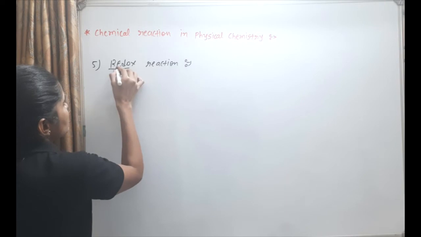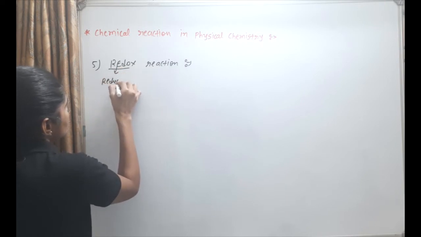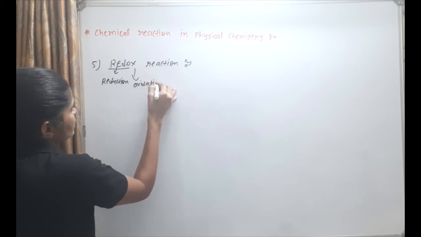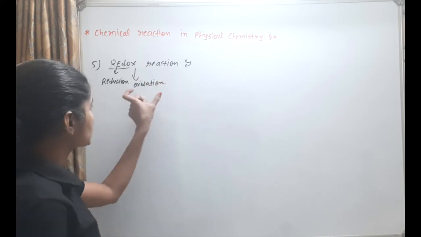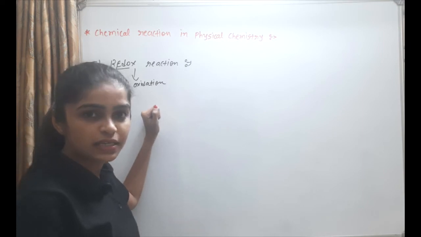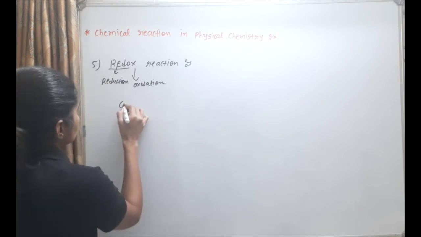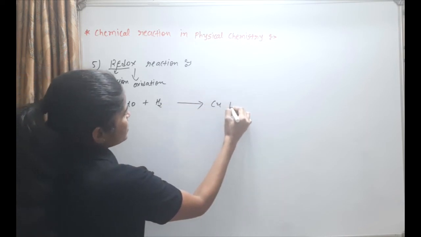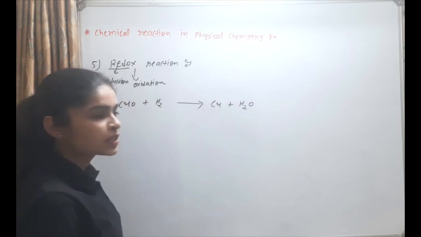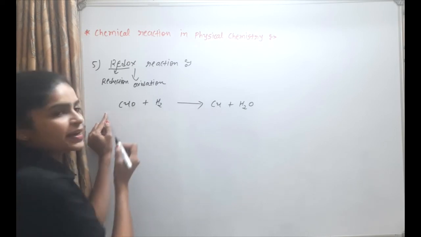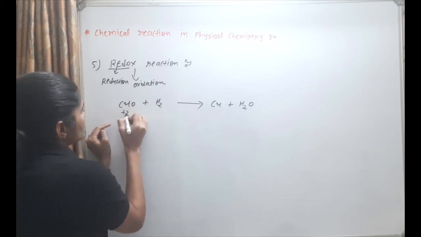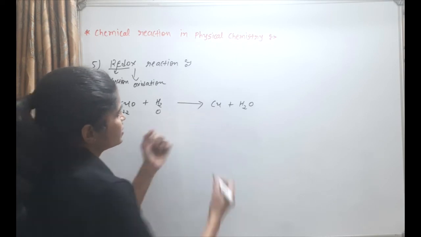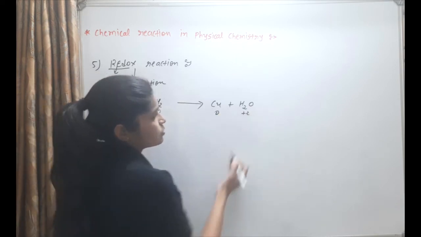In this reaction, red means reduction and ox means oxidation. In the redox reaction, oxidation and reduction occur simultaneously. For example, consider CuO plus H2 converted into Cu plus H2O. Oxygen has a minus 2 charge, so Cu has a plus 2 charge. In the H2 molecule it is 0, whereas Cu goes from plus 2 to 0.